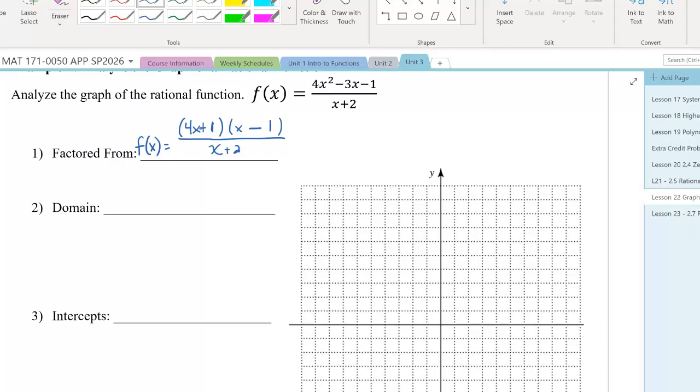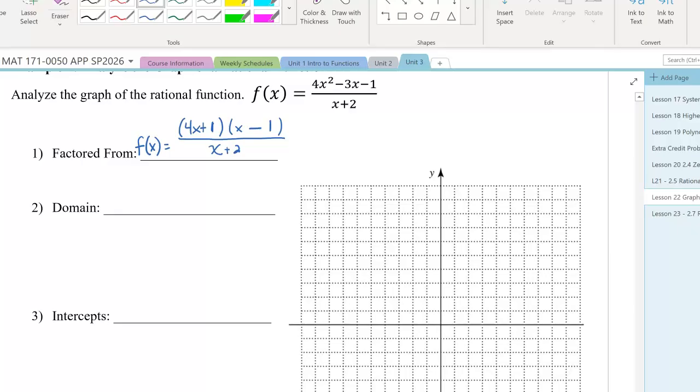So 4x times x is 4x squared. Outside times outside is negative 4x. Inside times inside is positive 1x, which would give me negative 3x. And 1 times negative 1 is negative 1. So that is the factored form of the function.